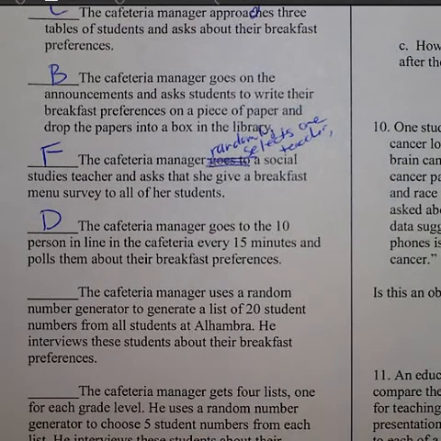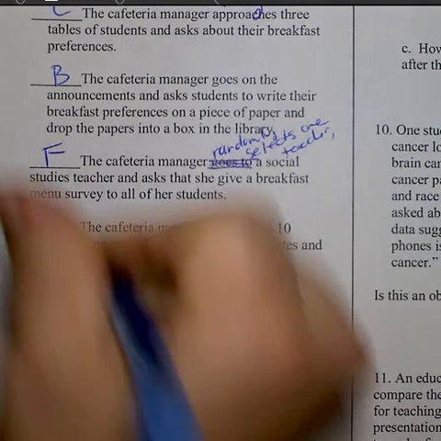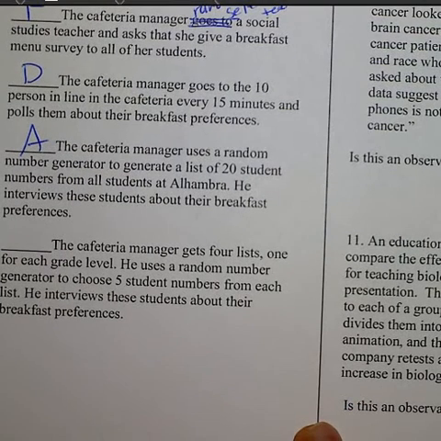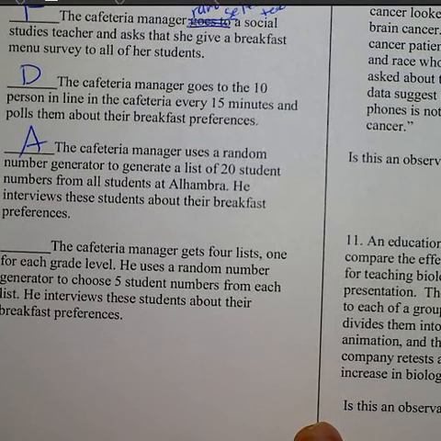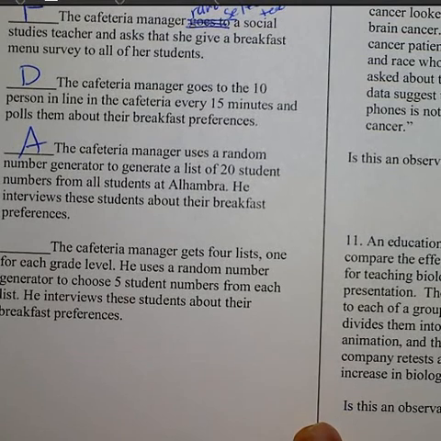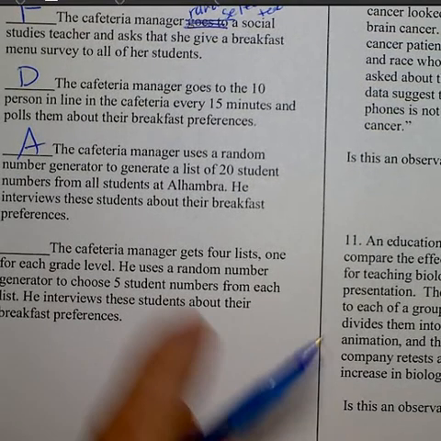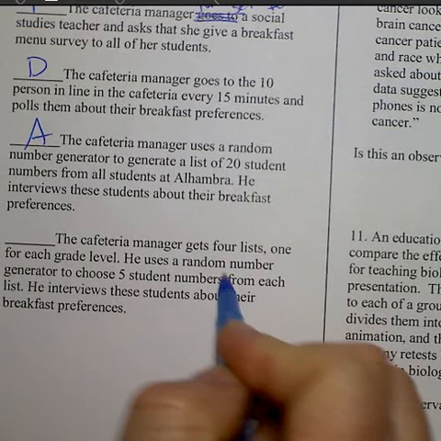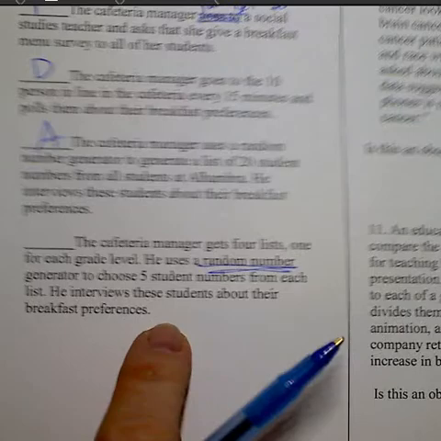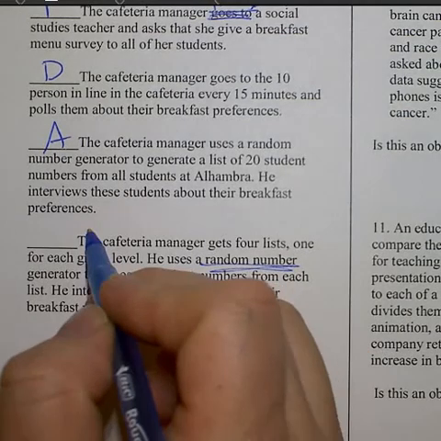The cafeteria manager uses a random number generator to generate a list of 20 student numbers from all students at Alhambra and then interviews these students. That is simple random. And the last one, the cafeteria manager gets 4 lists, one for every grade level. So now you have made up 4 different groups with common characteristics: a freshman, a sophomore, a junior, and a senior group. And out of those, they randomly select 5 students from each list. This is an example of stratified sample.